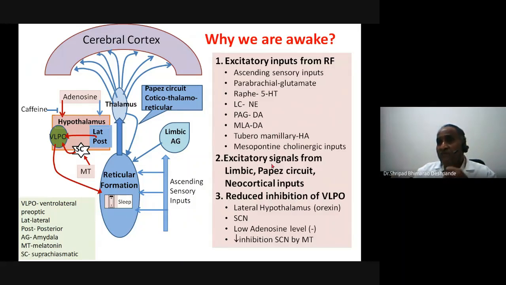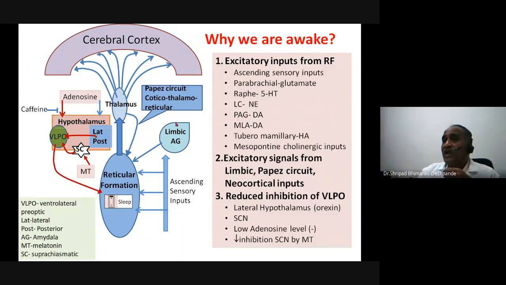Then we have the excitatory signals coming from the cortex. From the cortex through the thalamus, or directly from the cortex, they will also project to the reticular formation, because the cortico-reticular and thalamo-reticular projections give the feedback and keep the reticular formation active. This is the reinforcement of the awakened state. So we are alert, we are awake. Now that's the second component.